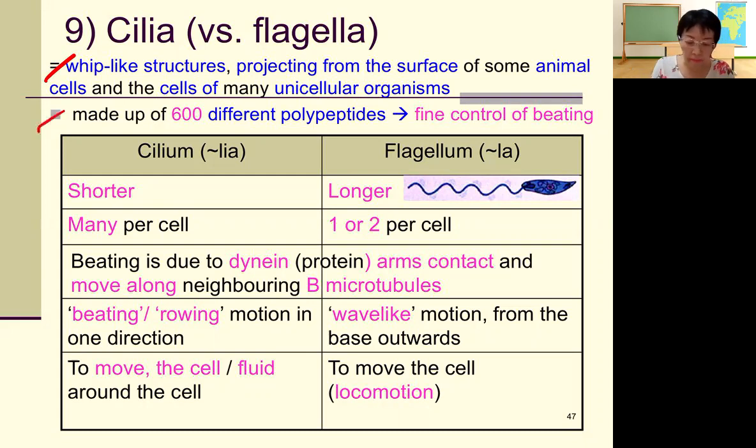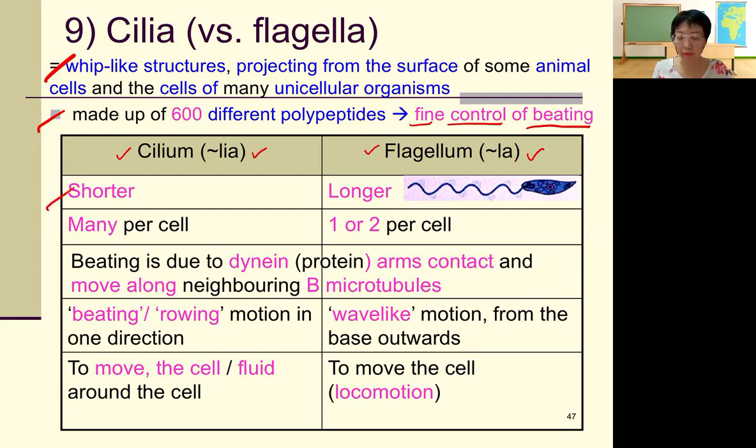And both of them are made up of 600 different types of polypeptides. Just now, you only learned maybe one or two types. Actually, there are 600 different types of polypeptides in order to allow fine control of the beating movement of cilia and flagella. Now, comparing between cilium and flagellum: one cilium, many cilia; one flagellum, many flagella.